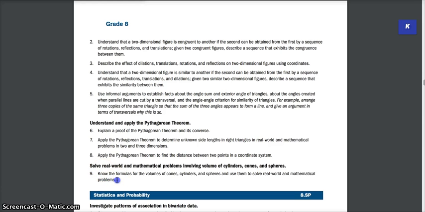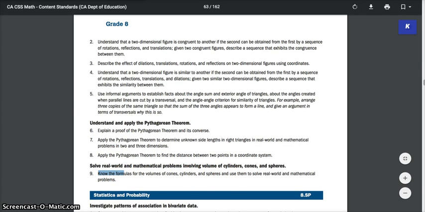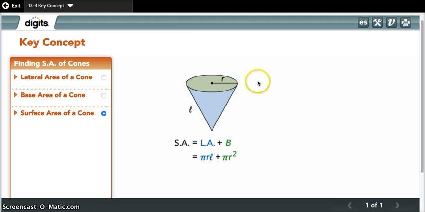So this is the standard that this chapter is working on. It's the 8th grade 9th geometry standard. And so it's asking you to know the formulas, so memorize the formulas for volumes of cones, cylinders, and spheres and use them to solve real world problems. So those are like those word problem examples. But know the formula for volumes of cones, cylinders, and spheres. You do not need to know the surface area of a cone.